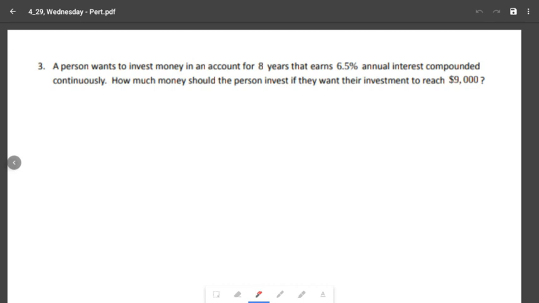A person wants to invest money in an account for 8 years that earns 6.5% annual interest compounded continuously. How much money should the person invest if they want their investment to reach $9,000? So here's that word continuously again.